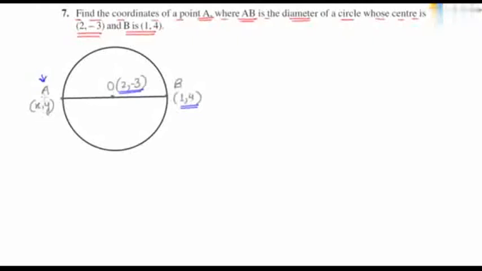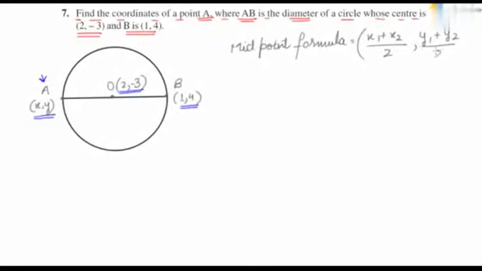So let us assume that the coordinates of point A are (x, y), and we know that if AB is the diameter, then center O will be the midpoint of AB. So we will use the midpoint formula. It is a special case of the section formula. When the ratio becomes 1:1, the midpoint formula is (x1 plus x2) by 2, that is the sum of x coordinates divided by 2, and (y1 plus y2) by 2, the sum of y coordinates divided by 2.